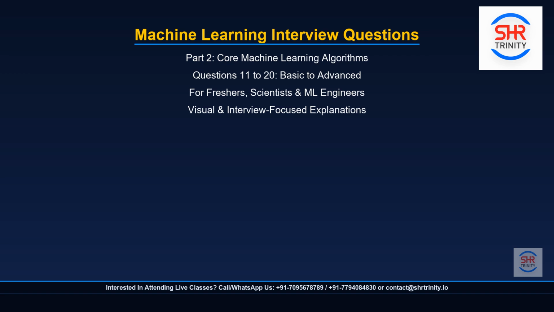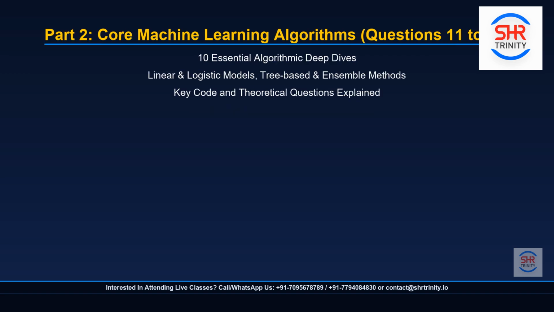Let's begin. Before we dive into the questions, let's look at what we'll be covering in this video. We will cover the core machine learning algorithms. We will explain linear and logistic regression, decision trees, random forests, k-nearest neighbors, support vector machines, naive Bayes, and then dive into ensemble methods, comparing bagging and boosting, and wrapping up with XGBoost.